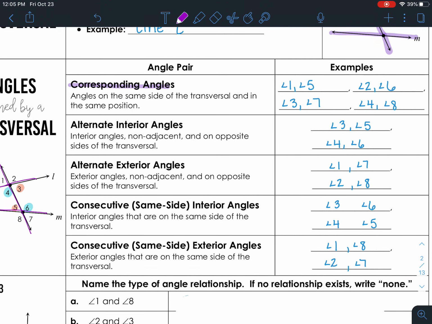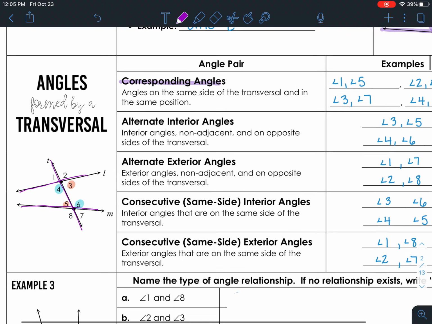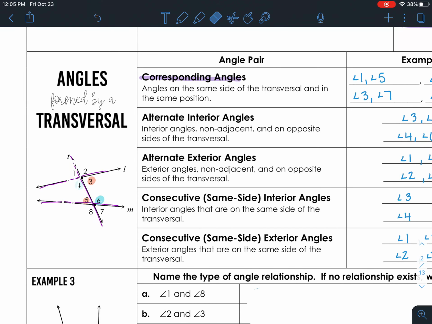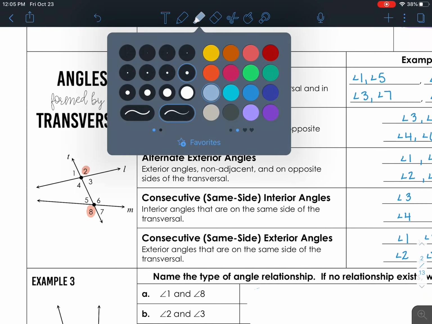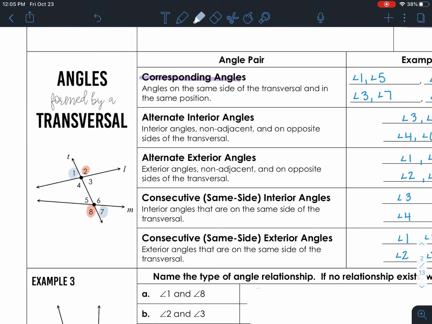I'm going to give you a minute to kind of copy these down. And then we'll get started with alternate exterior angles. All right, alternate exterior angles are essentially the opposite of what we just talked about with alternate interior angles. So some examples of alternate exterior angles are going to be 2 and 8 and 1 and 7. Again, they are on alternating sides of my transversal, but they are on the outside this time of my lines.